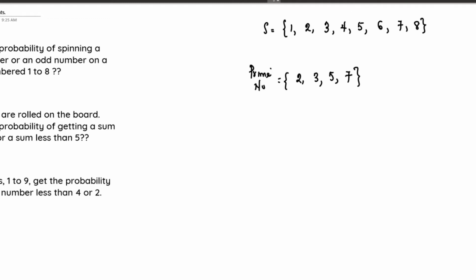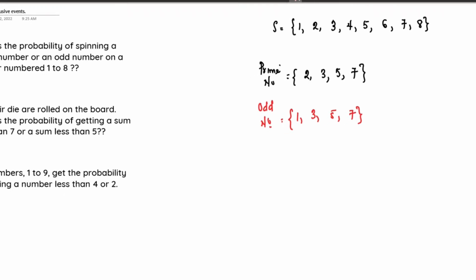And the next event we are paying attention to is the event of an odd number. And how many odd numbers do we have here? So we can just write this as Odd. The odd numbers we have right here are 1, 3, 5, and 7. So we have 4 prime numbers and we have 4 odd numbers.